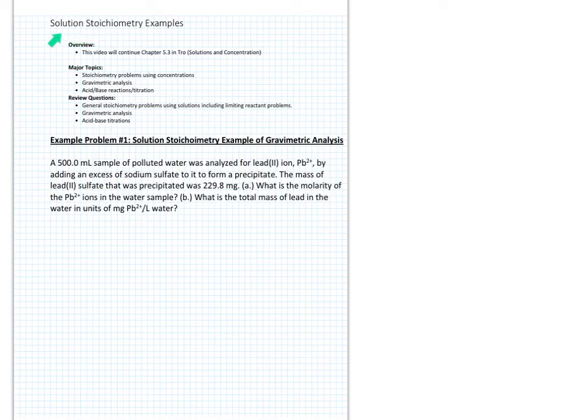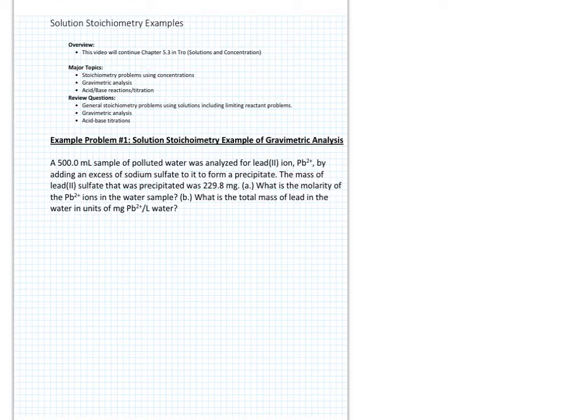Today we're going to take a look at some examples of solution stoichiometry. By solution stoichiometry, what we mean is things that are in the solution state and the chemical reactions that occur, and you can use the stoichiometry principles that we learned in Chapter 4 and apply them to aqueous solutions. So this is the Chapter 5.3 intro, and actually extending even a little bit beyond that later into Chapter 5.